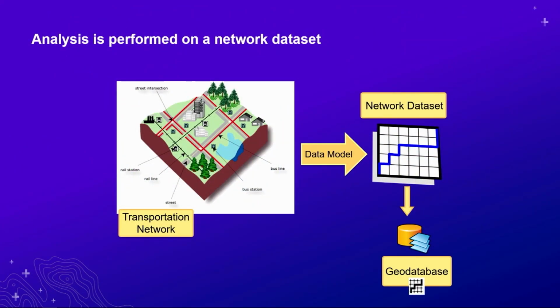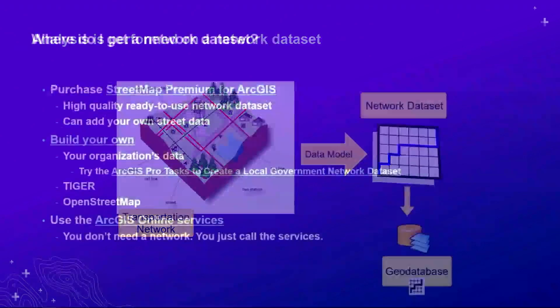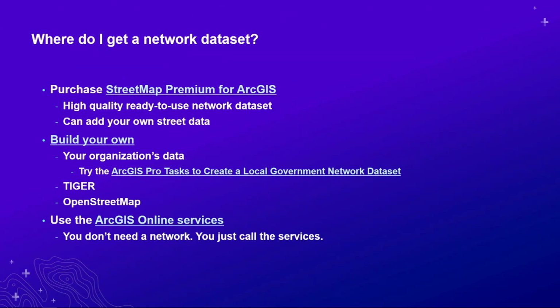Underlying all network analyst workflows is a network dataset. This is the dataset that includes street features and also attributes describing travel times and distances, restrictions for travel, etc. When you perform an analysis, you have to choose which network you want to use to perform the network analysis calculations. Where do I get a network dataset?